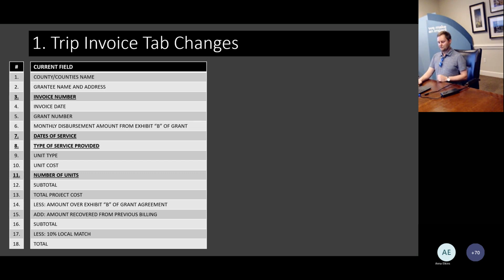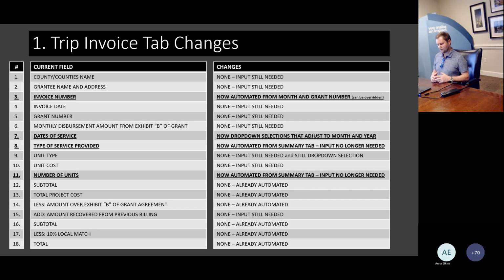So let's go with the first one where there's a change, the invoice number. The invoice number almost always just consists of the month and the grant number. So that's something that can be automated. Now there are specific instances, they're kind of rare, where it may not follow that format exactly. So this is a field that you can actually override. It's not locked by any means.